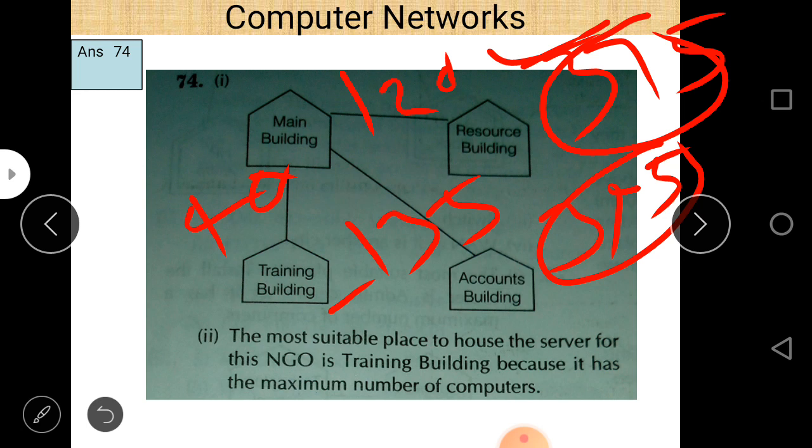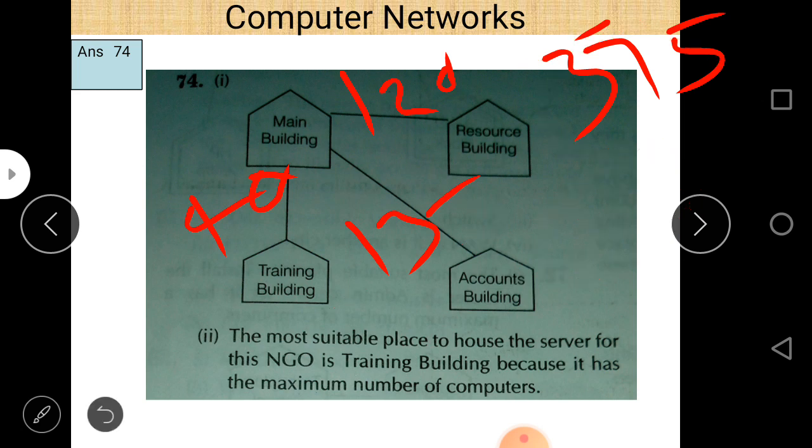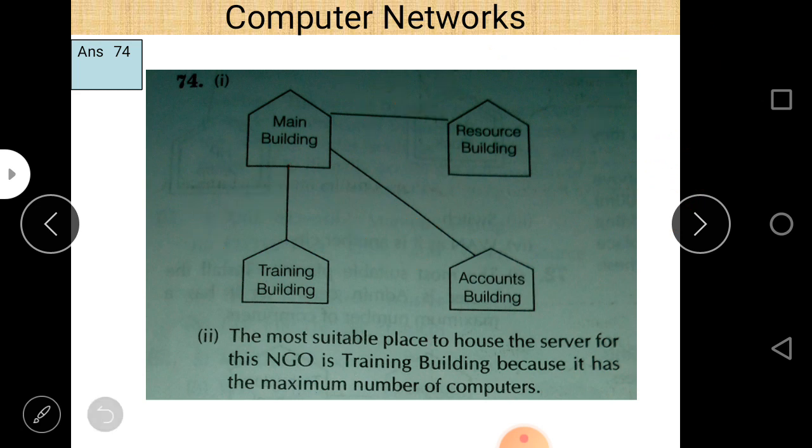So I think it is now clear to all of you how to connect different buildings. Just try to connect all these buildings, reduce those paths which contain the maximum length of cable, and try to connect with minimum length.